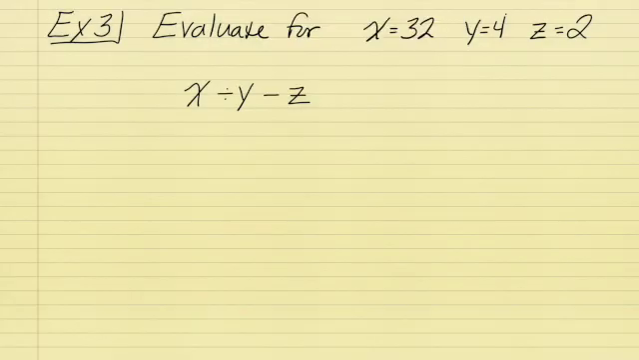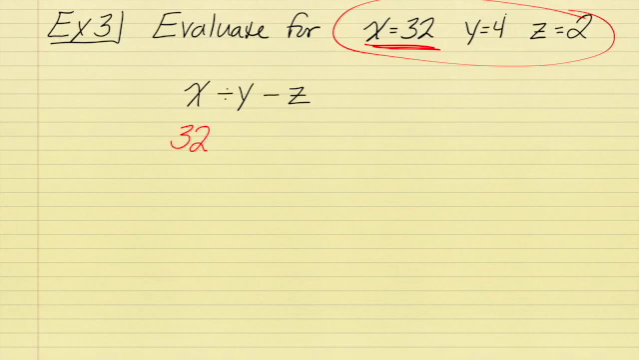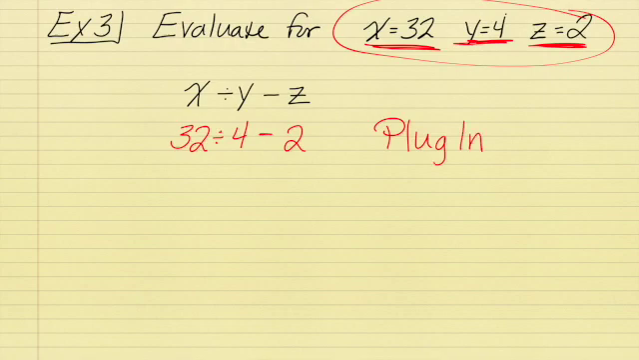So let's go and plug these numbers in to where they go. So the x turns into a 32, divided by the y, which turns into a 4, minus the z, which turns into the number 2. So now we've done our plug-in stage. And now we can go ahead and use PEMDAS and drop down work to get our answer.